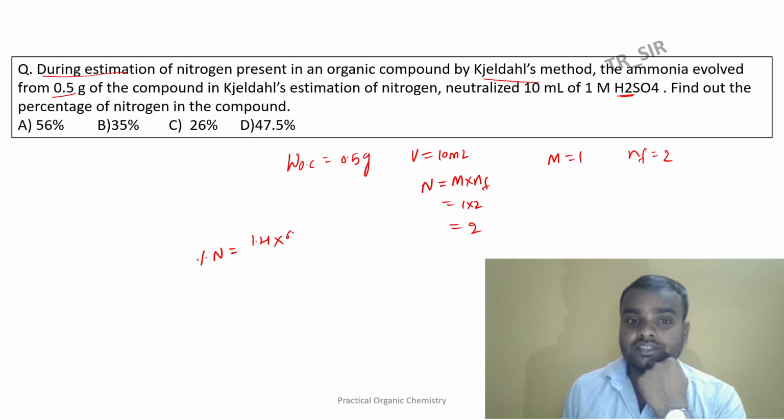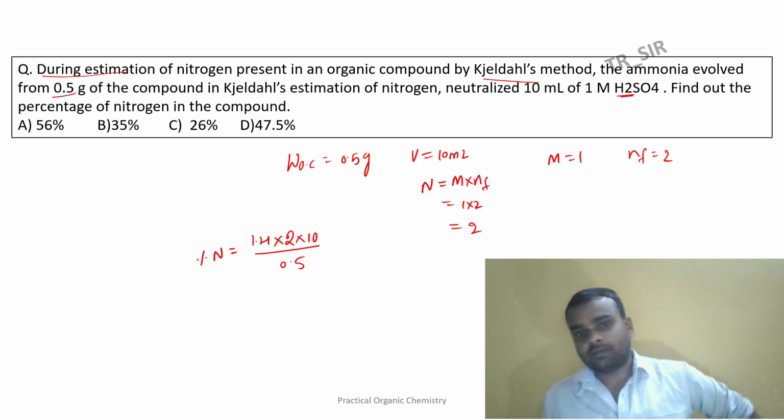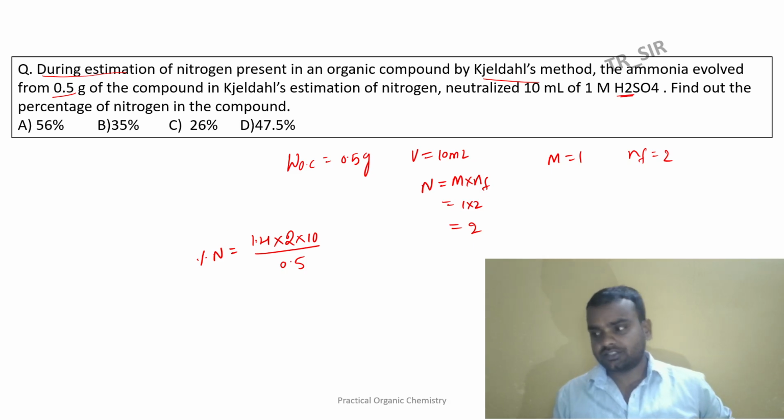Normality. What is the normality? 2. What is the value? It will be 10 divided by 0.5. Right? Here percentage we should not apply, we should not multiply by percentage. Why? After calculation of everything only, we brought this relation.